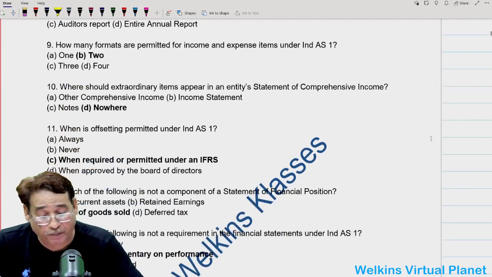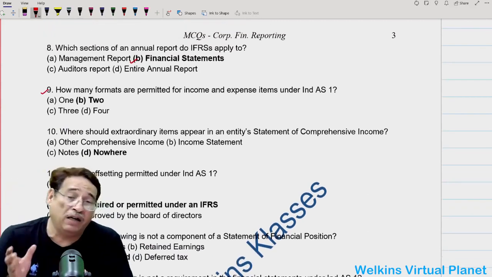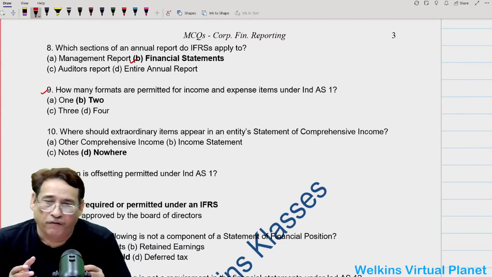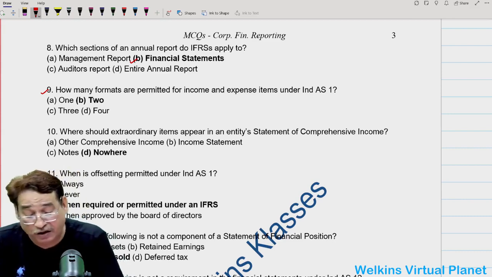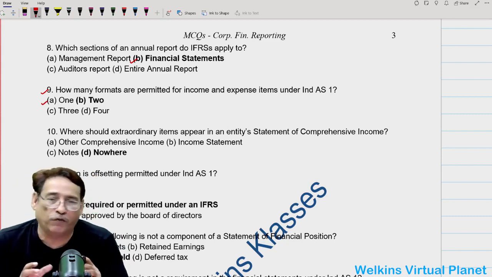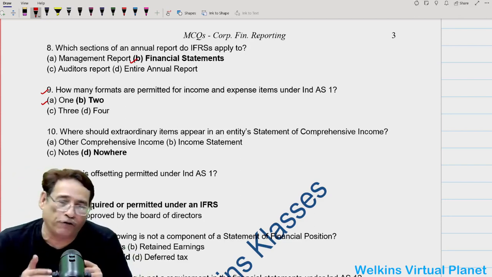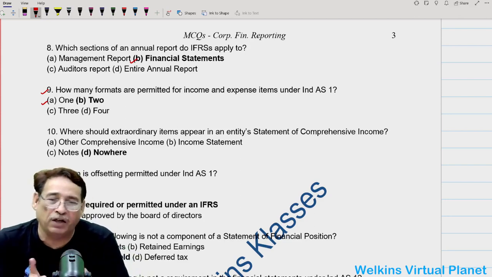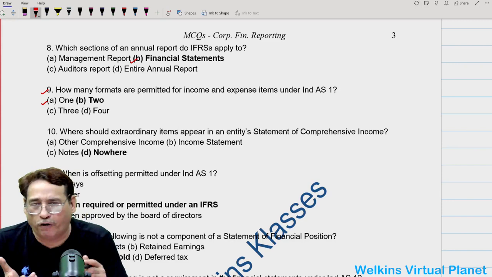How many formats are permitted for income and expense items under Ind AS 1? Now under Ind AS 1, actually there are two formats, correct? Actually, the answer instead of two should be one, because internationally there are two statements related to it. One is known as the profit and loss account, and the other one is other comprehensive income, and they are prepared separately under international accounting standards. But in India, we prepare only a profit and loss account.